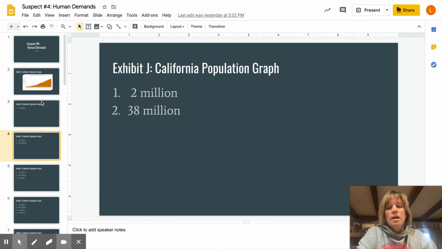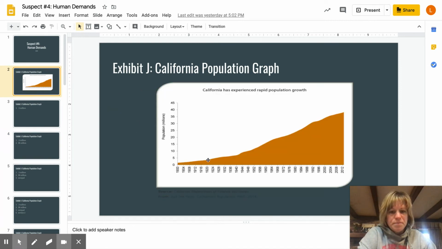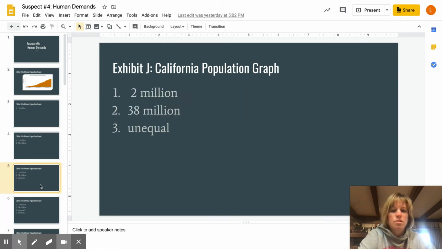Now, did you also notice this? If we split the graph in half, say 1900 to 1950, we called it section 1, and then from 1950 to 2000, section 2. Would we say that there's been unequal or equal population growth? For sure, the right answer to question 3 is that the growth has been unequal.